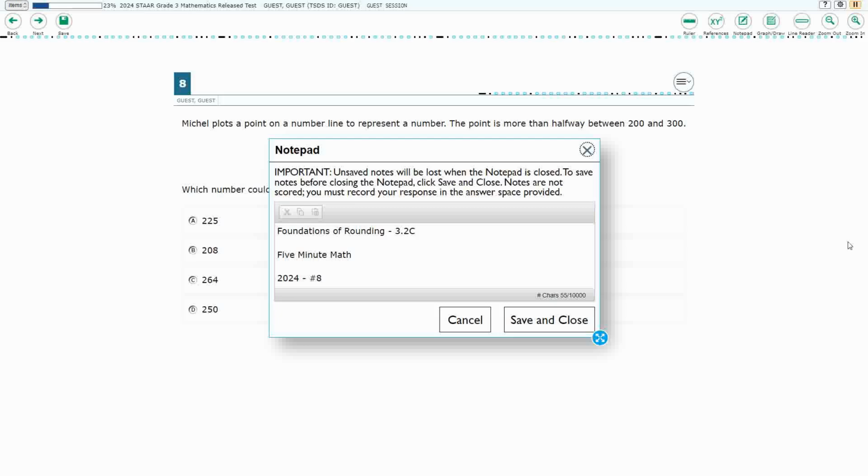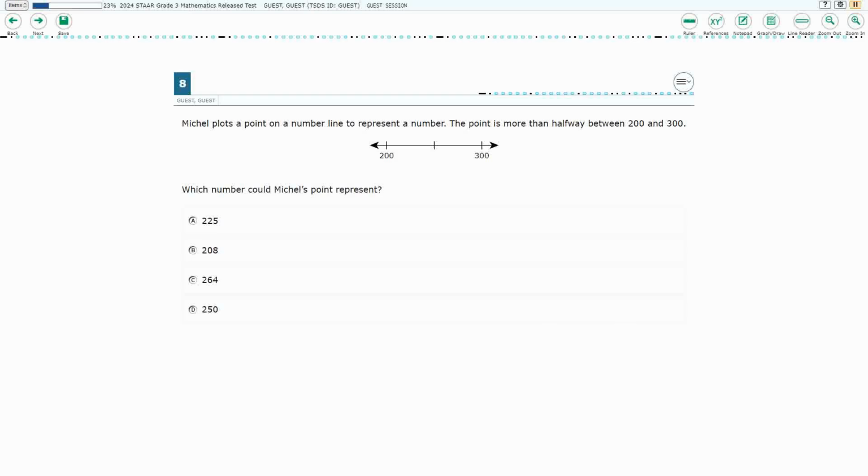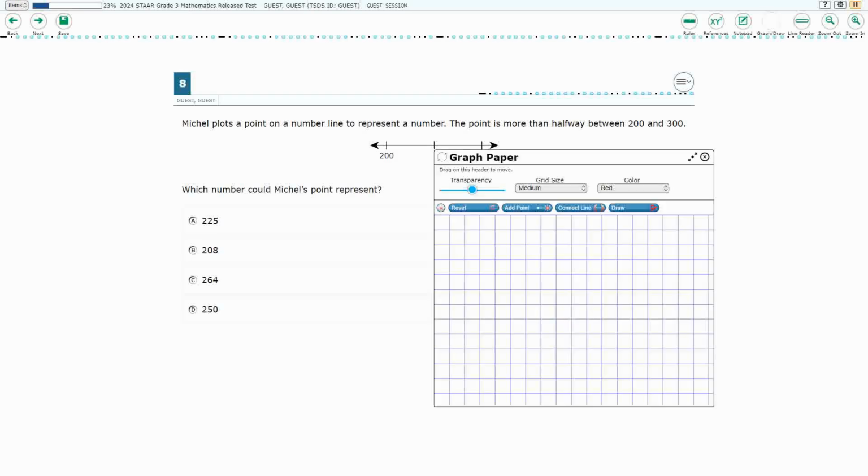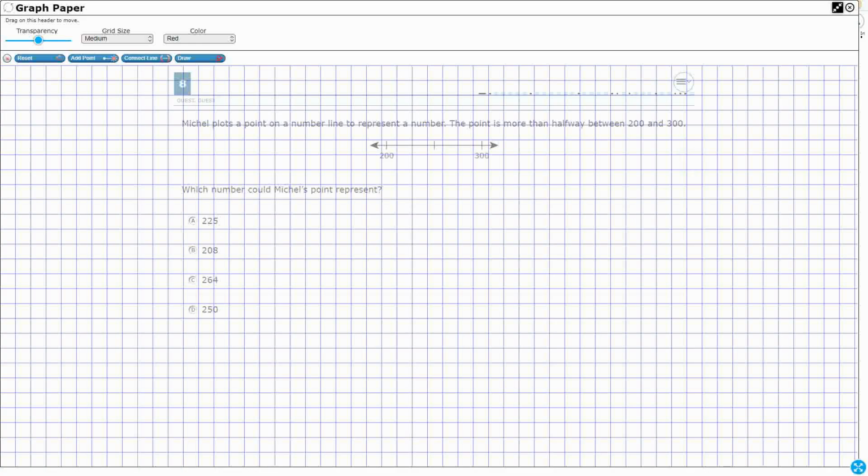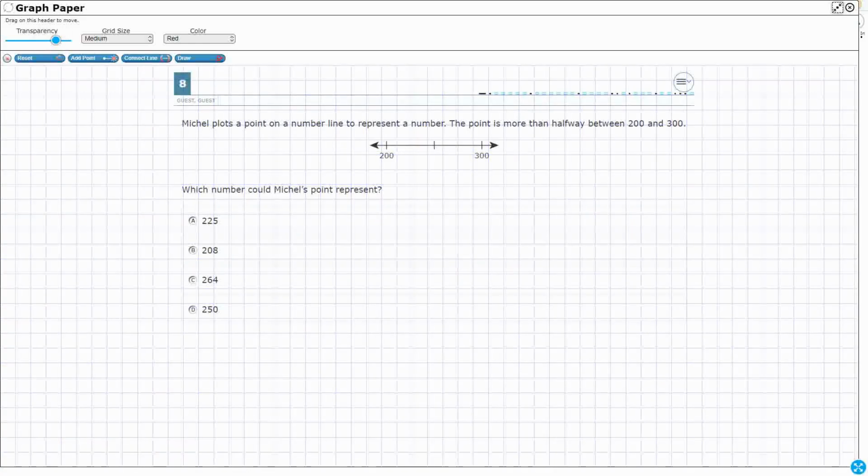Today we are looking at the third grade concept of foundations of rounding. This is standard 3.2C in the great state of Texas. We are using item number 8 of the 2024 released STAAR test. If you haven't done so already, please go ahead and take a moment to pause the video, work this problem out on your own, unpause it, and we will look at our answers together.